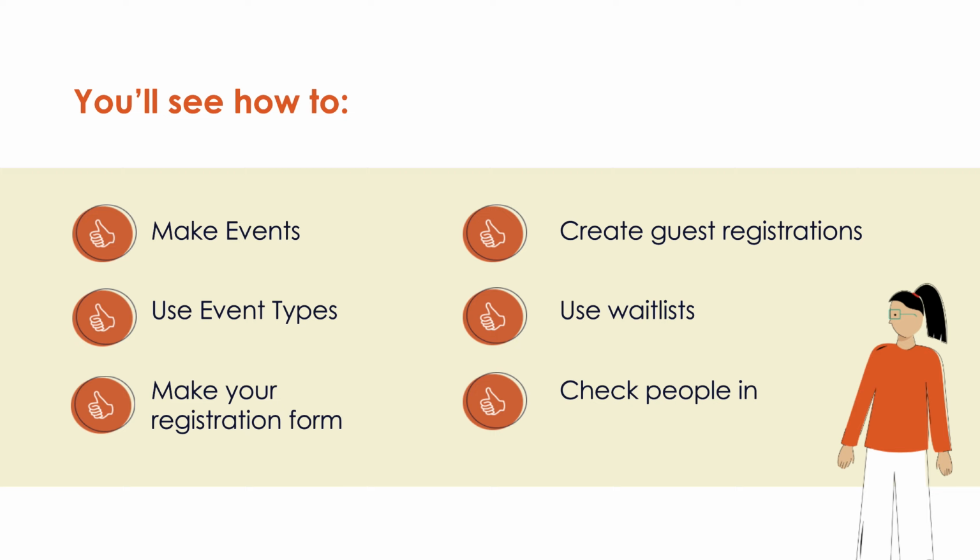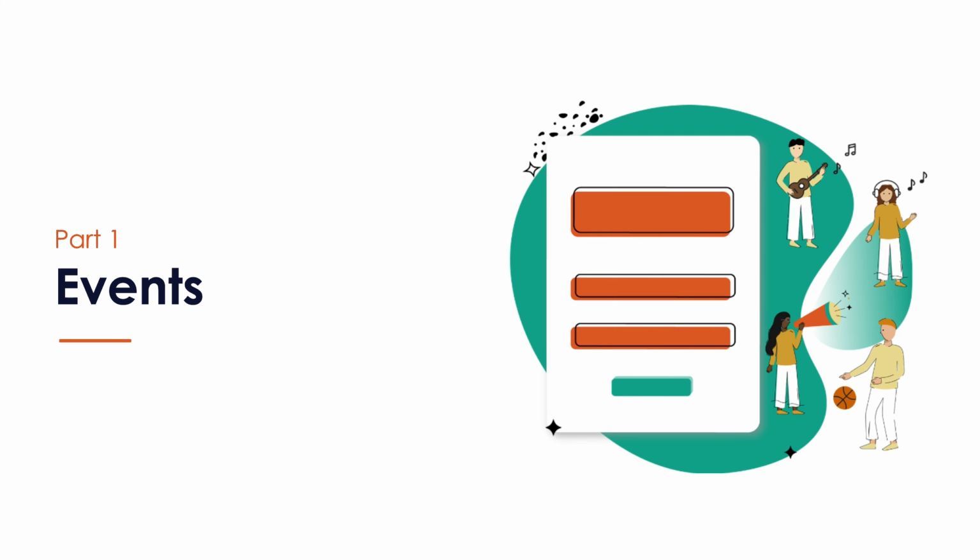We're going to demonstrate to you how to make events with Wild Apricot, use the event registration types, make your event registration form, create guest registrations to capture additional information about people who might be coming alongside those who've signed up, using the waitlist to track registrants who are interested but there isn't space for them as of yet, and finally how to check people into your event.